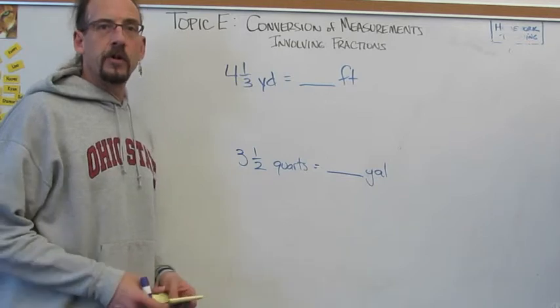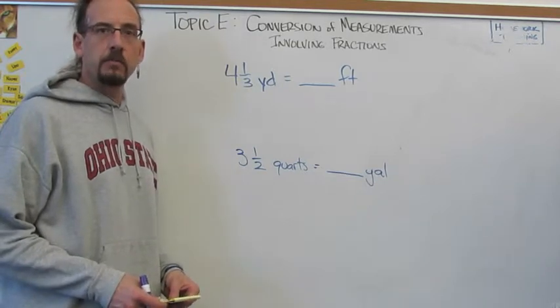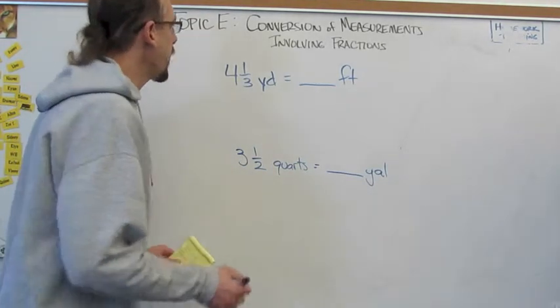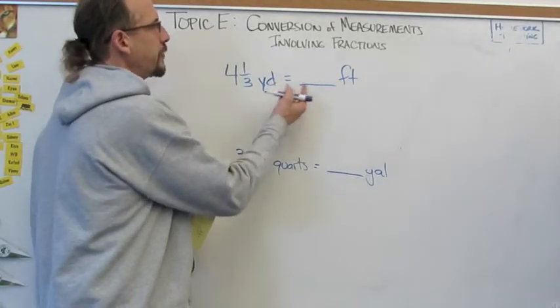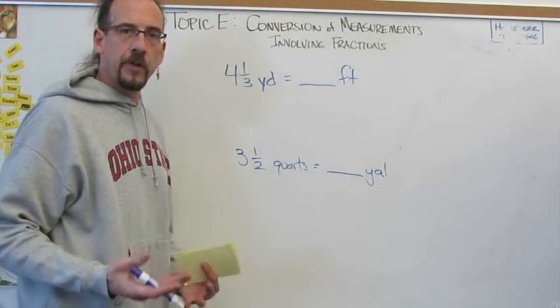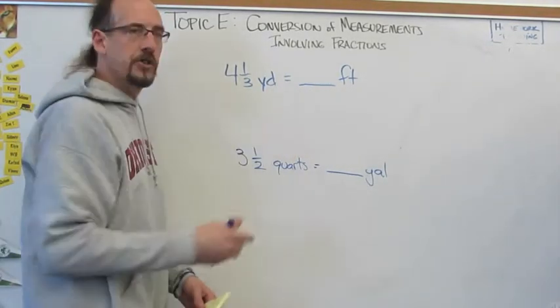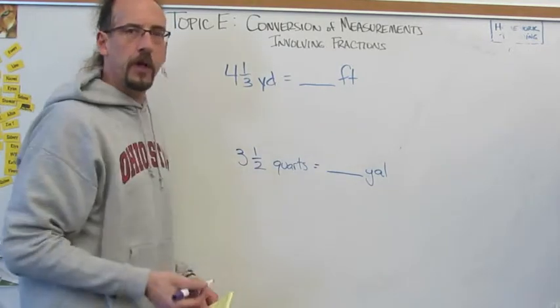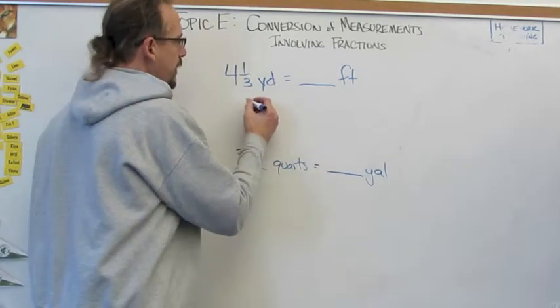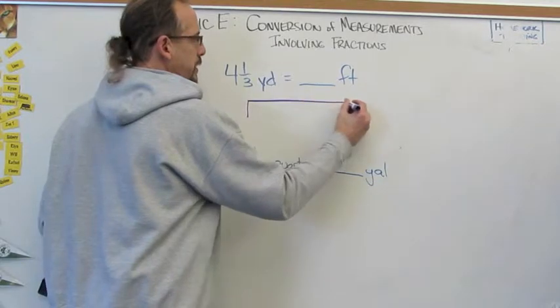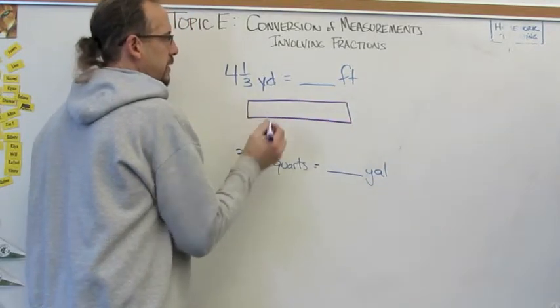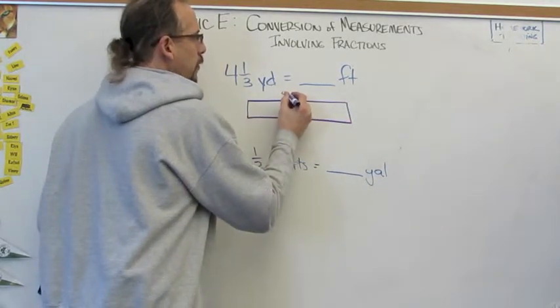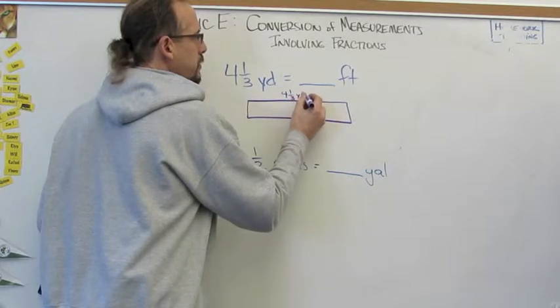Then we'll do some more conversions with fractions using mixed numbers. So in this case, we've got 4 1/3 yards equals how many feet? This one is different because we're starting with a large unit and we're moving to a smaller unit. So now we want to think about our tape diagram just a little bit differently. So there's my 4 1/3 yards.